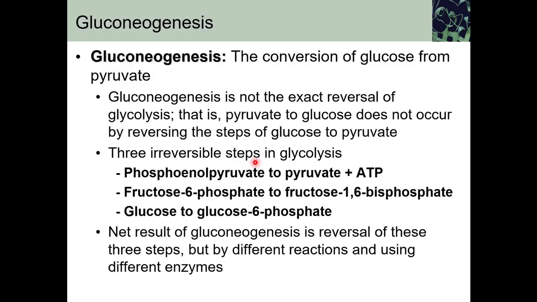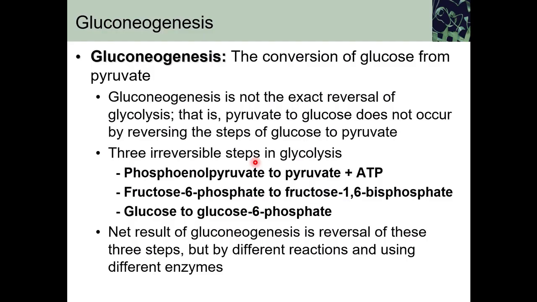Right? Okay. Now, we've just discussed glycogenolysis. Now we turn our attention to the process called gluconeogenesis. Gluconeogenesis is actually the opposite pathway of glycolysis.